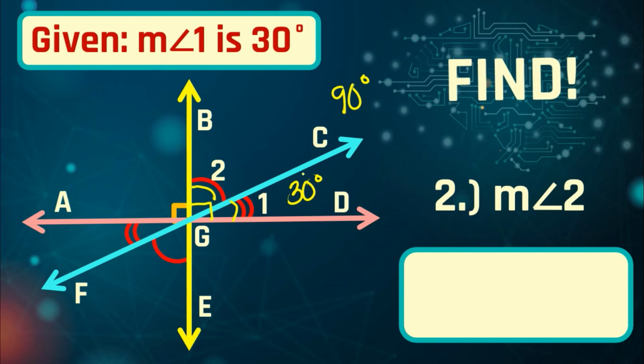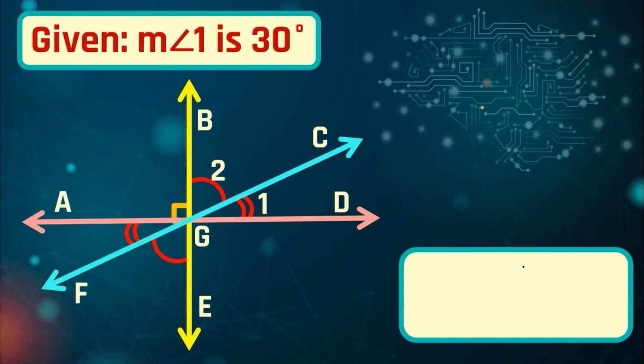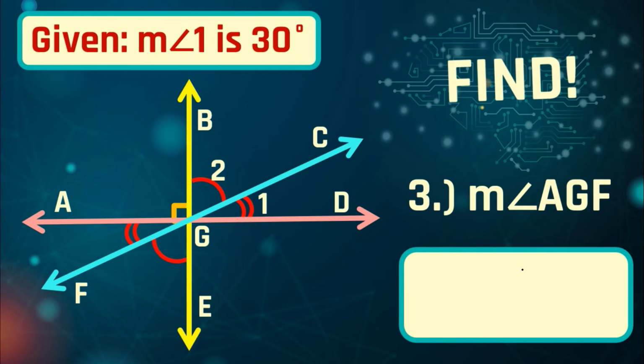So if angle 1 is 30 degrees, what is the measure of angle 2? Right? E di pag 90 minus 30 ka, that is equal to what? 60 degrees. Okay? Next. Let's find the measure of angle AGF. Where is your angle AGF? So here is your A, here is your G, and here is your F. Meaning, etong angle na to ang pinapahanap.